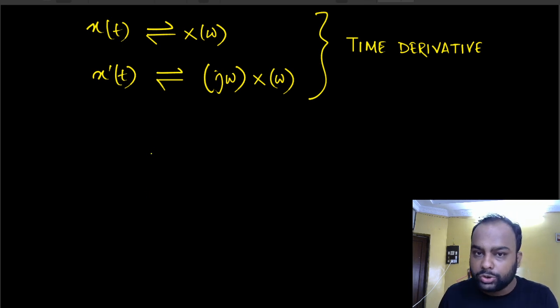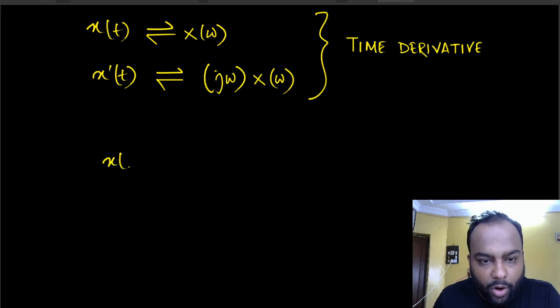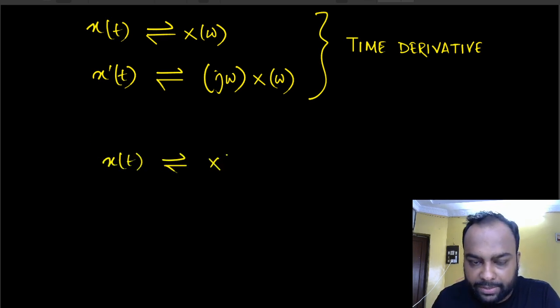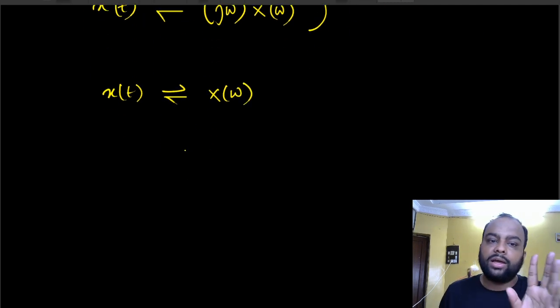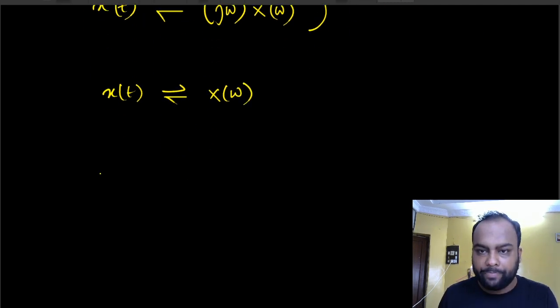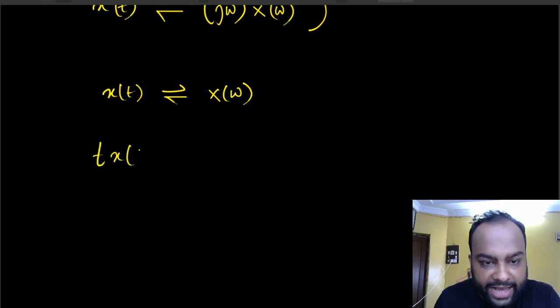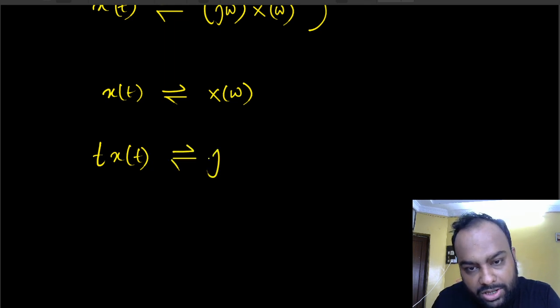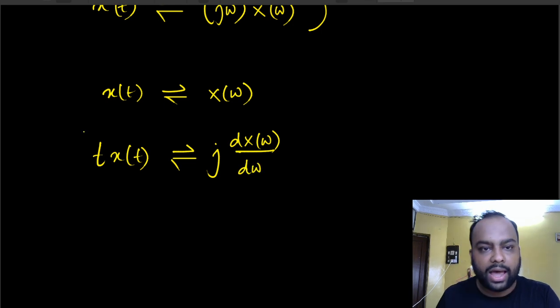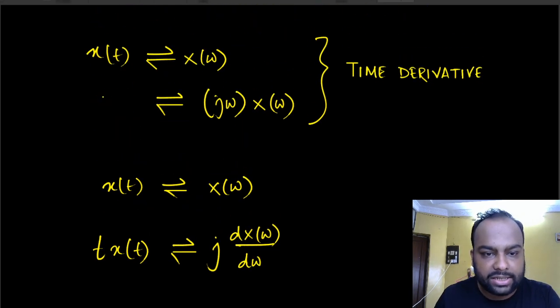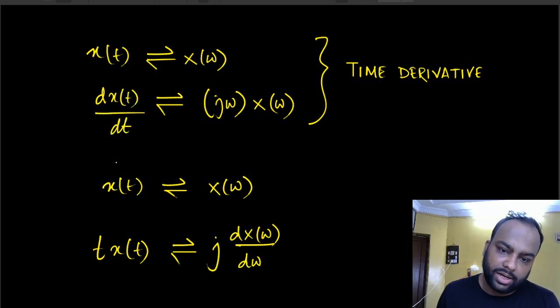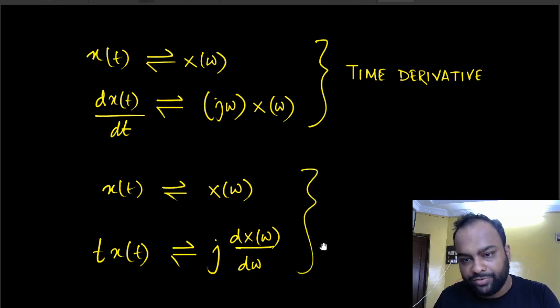We are also going to use the frequency derivative property here, which is: if the Fourier transform of x(t) is X(omega), then the frequency differentiation property tells me that the Fourier transform of t x(t) would be j dX(omega)/d omega. While we are at it, let's write the time derivative as dx(t)/dt. So we are going to use these two properties, and this one is called the frequency derivative property.